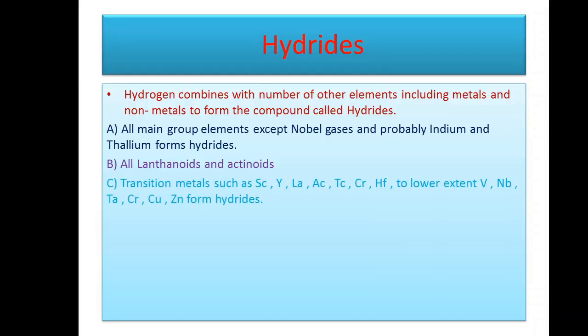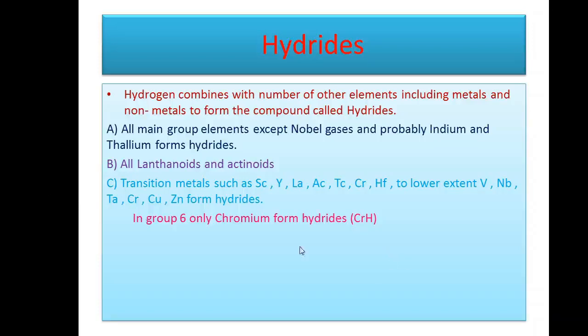The transition metals such as scandium, ytterbium, lanthanum, actinium, technetium, chromium, hafnium, to a lower extent vanadium, Nb means niobium, next, tantalum, chromium, copper, zinc form hydrides. These form the hydrides.